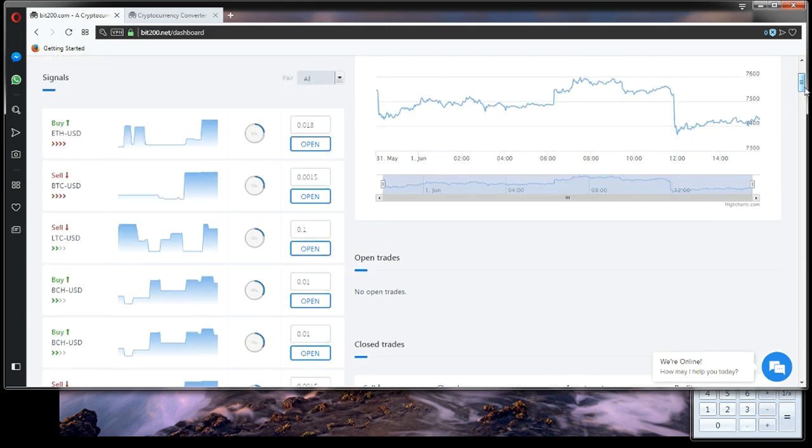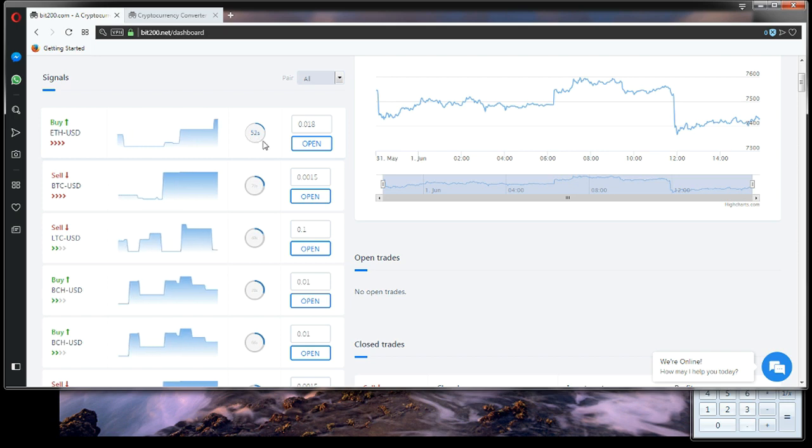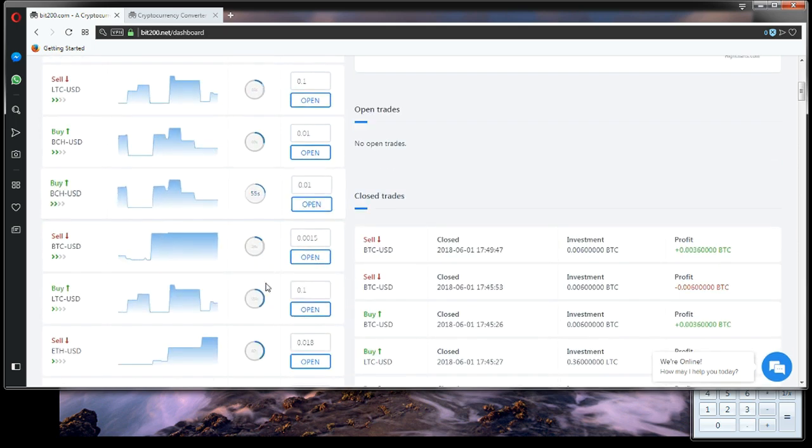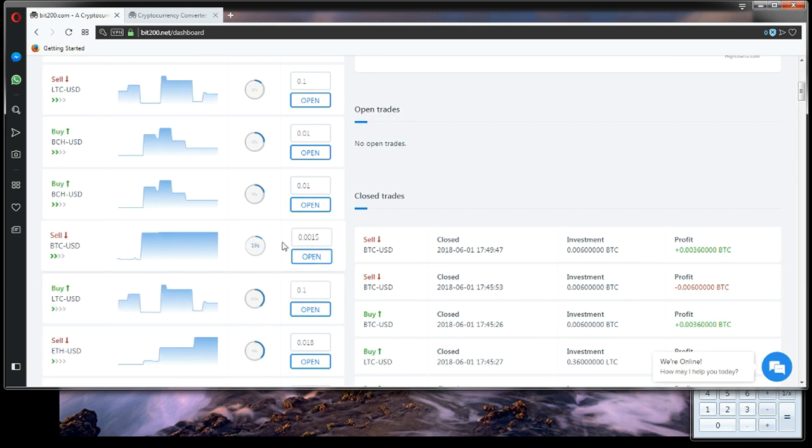Speaking of the signals, here you have the estimated time for that signal trade to be available. This one, for example, is available for 50 seconds. This one for 65, and here for 23 seconds. And this is how it looks, right? Here you have the small flowing chart showing how the price is changing.